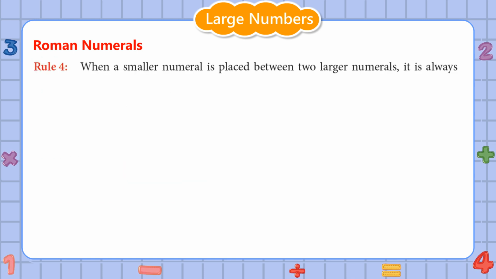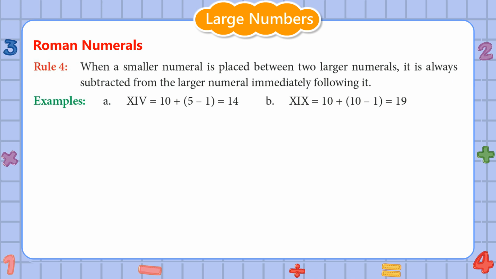Rule 4. When a smaller numeral is placed between two larger numerals, it is always subtracted from the larger numeral immediately following it. Examples: A. XIV is equal to 10 plus 5 minus 1 is equal to 14. B. XIX is equal to 10 plus 10 minus 1 is equal to 19.